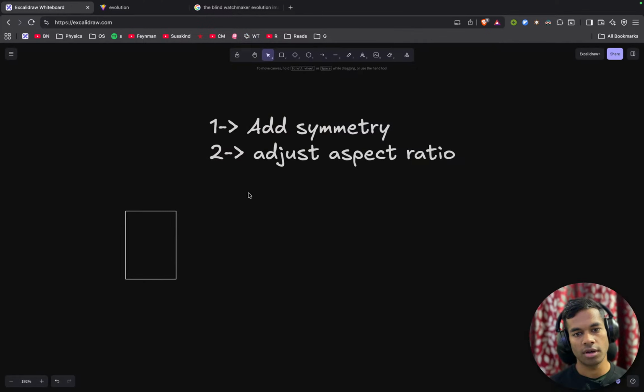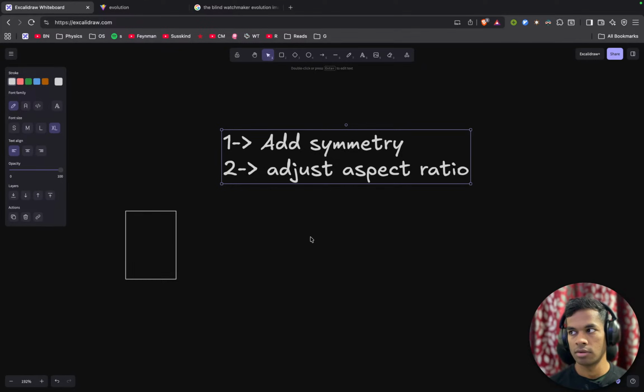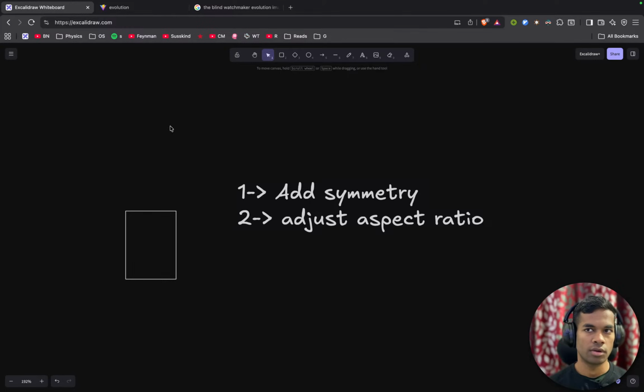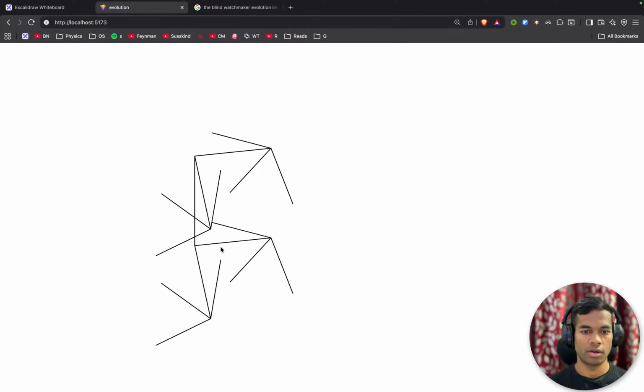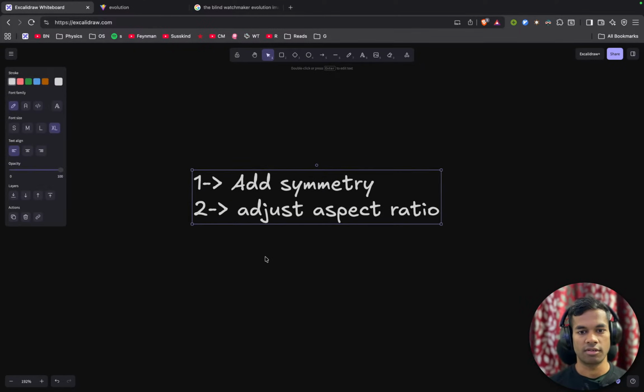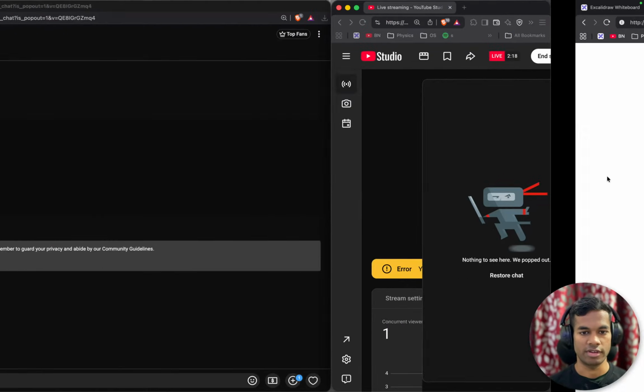Okay, but I think for the aspect ratio part maybe there is a library which we can use to shrink the whole image and not change the relative length proportions of these shapes. Like if we are reducing the size of this thing, then the aspect ratio of the shape should remain the same, and that is what we are aiming for. So yeah, let's add some symmetry to this thing because this is not very symmetrical.